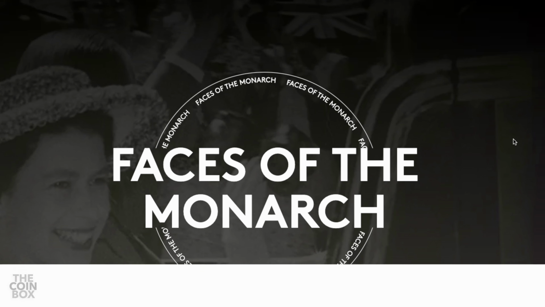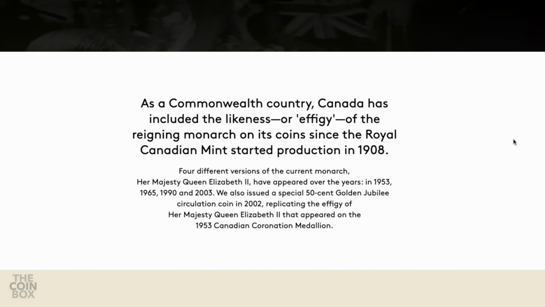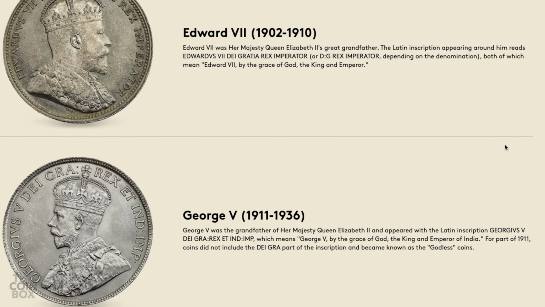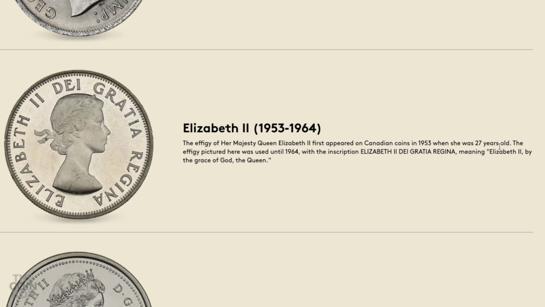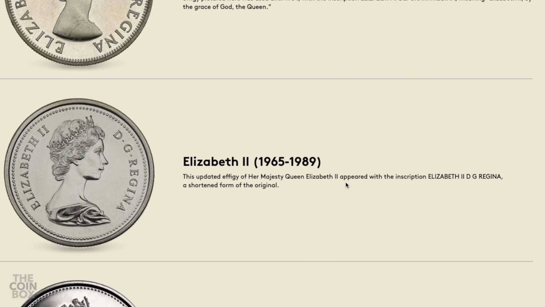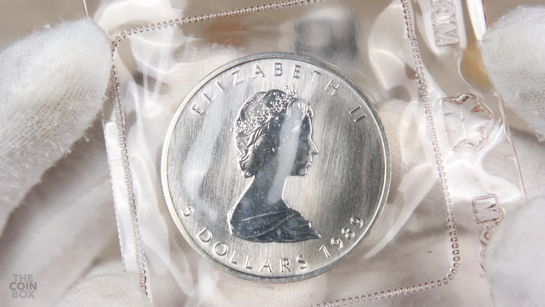So it says Faces of the Monarch, and it says, as a Commonwealth country, Canada has included the likeness or effigy of the reigning monarch on its coins since the Royal Canadian Mint started production in 1908. And of course, it starts with the kings before Queen Elizabeth. Then we have this first one. Again, the years vary from the British coinage, effigies used on British coinage, but this is the first one by Mary Gillick. And the second one, I believe, is also the same by Arnold Machin, which is this one here.